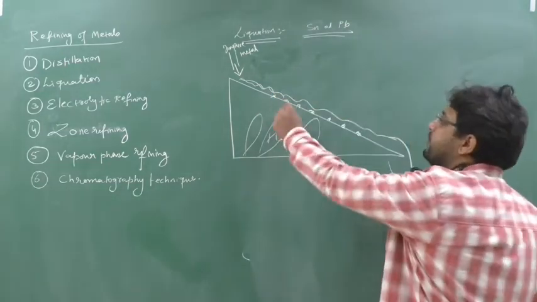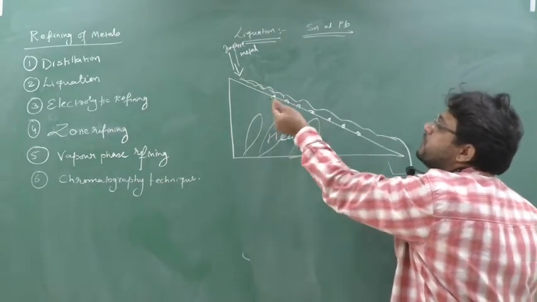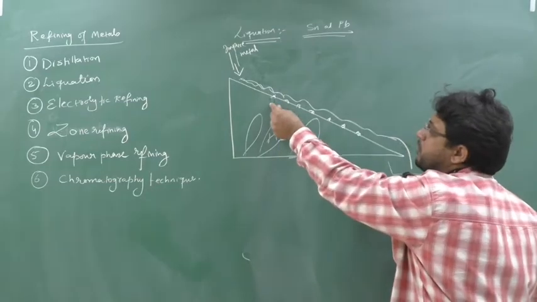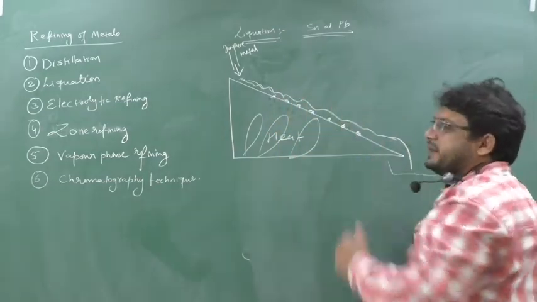Into the sloping chamber. What will be left behind? Impurity. So here the impurity will be left behind. Why? Because the impurity's melting point is high, so it will not melt, but the metal will melt. So the metal will fall into liquid state and come here, leaving behind the impurity.